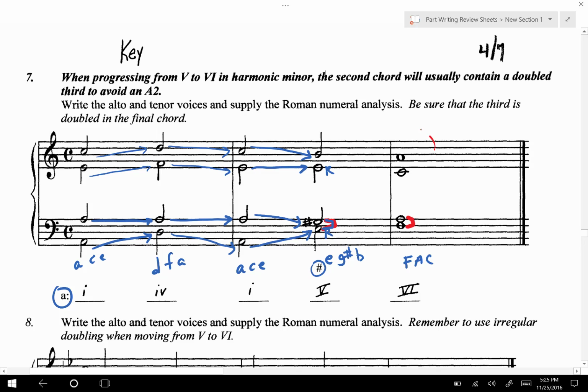Okay, so in this last chord, I'm not going to have the root doubled. I'm going to double the third. So the tenor really must sing this A from the G sharp. In other words, I can't have the tenor sing the F with the bass because that's my augmented second that I'm trying to avoid. We don't want that. So the tenor must travel up.